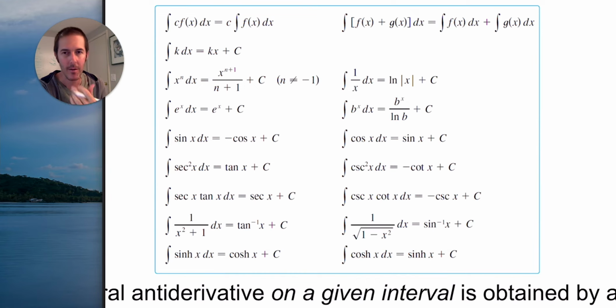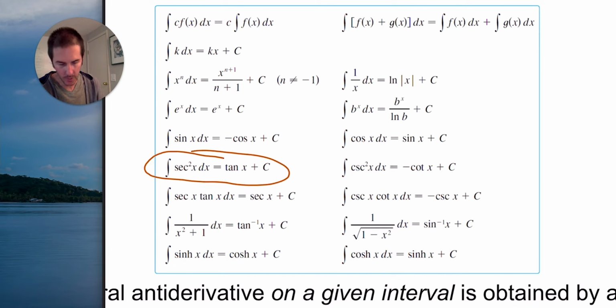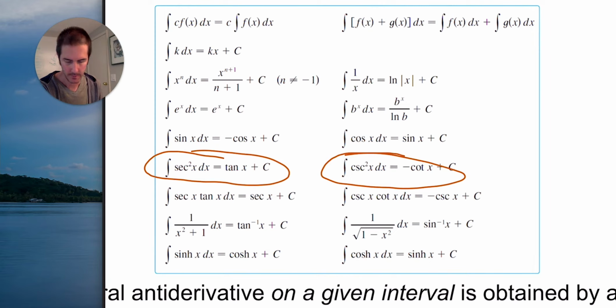And some of the ones that I struggle with are secant squared integrating back to tangent, and cosecant squared going to negative cotangent. What's another tricky one?